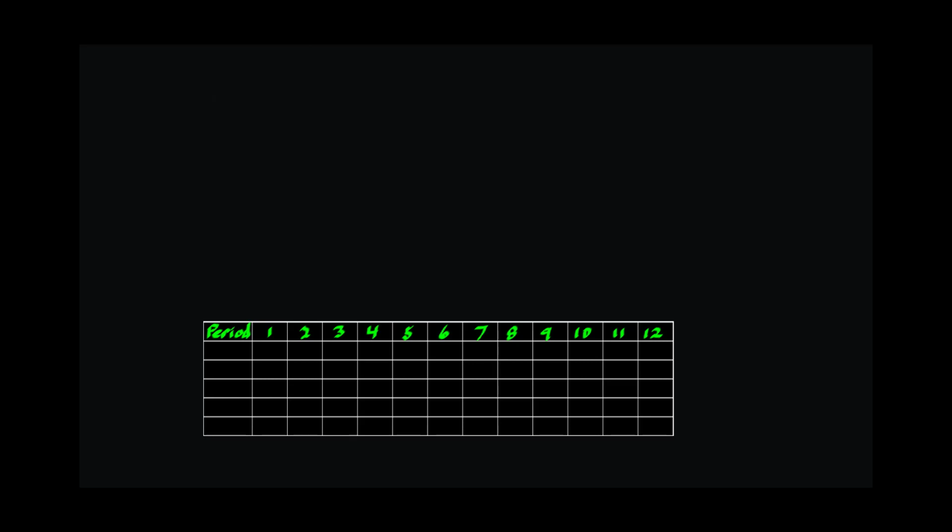Get the plan value. It starts at $12 and then goes to $24, $36, $48, and so on up to $144 in period 12.